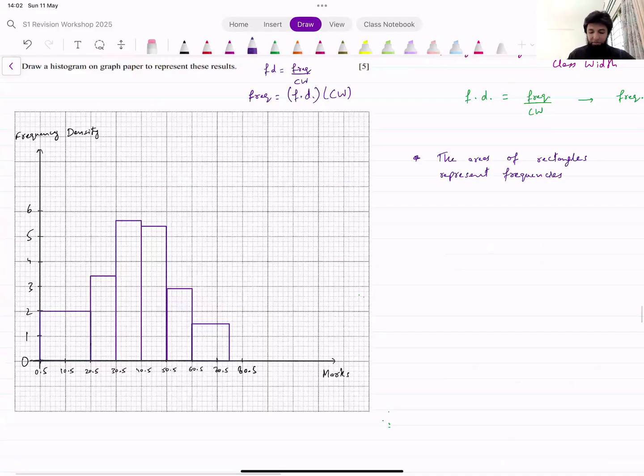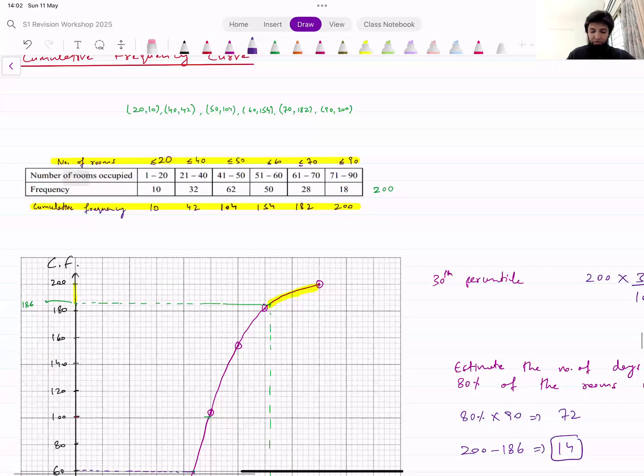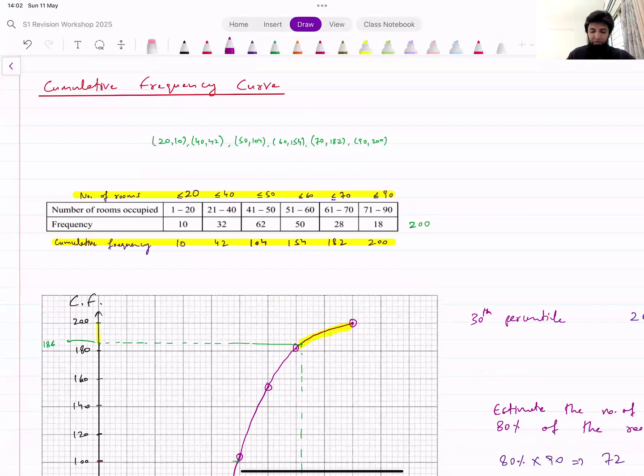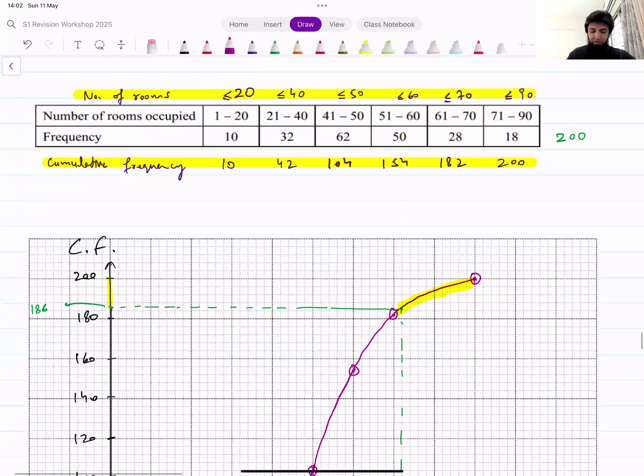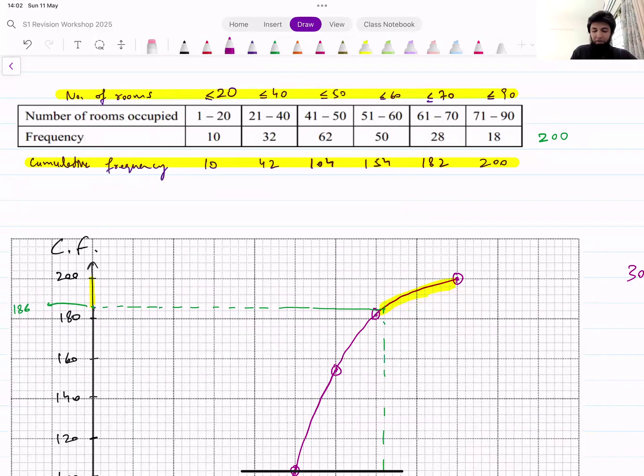Then the last diagram that you've got is the cumulative frequency curve. How do you draw this? You'll have a table like this, and you're given frequencies here. First of all, you have to convert this table to a cumulative frequency table. How do you do that?